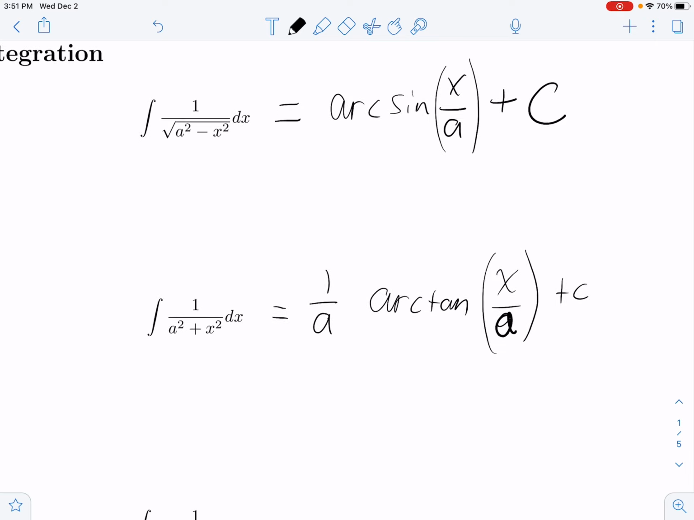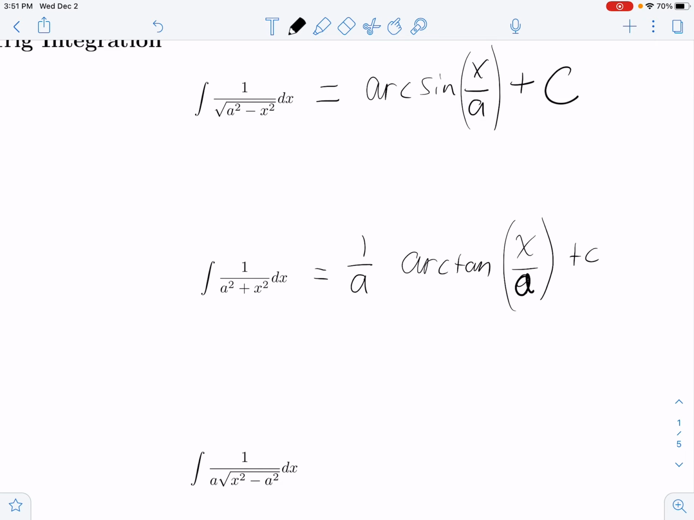And one more is this guy. This is 1 over a arcsecant of the absolute value of x over a plus c. All right, so these are the three rules you need to have memorized.